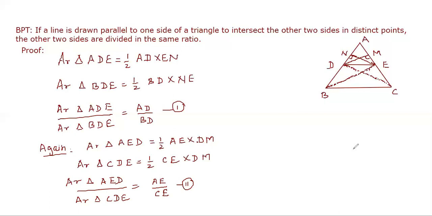Now here BC is parallel to DE. So area of triangle BDE and area of triangle CED will be the same. So we have area of triangle BDE equal to area of triangle CDE.